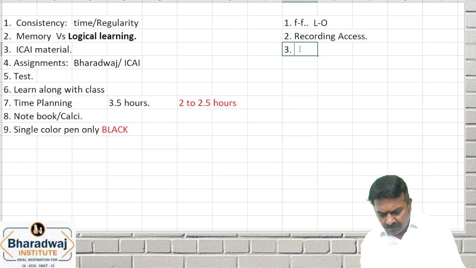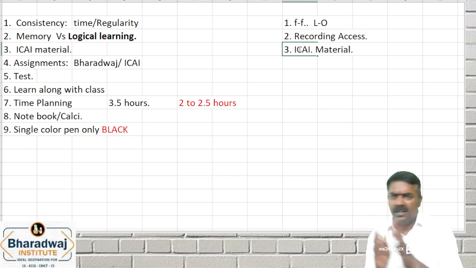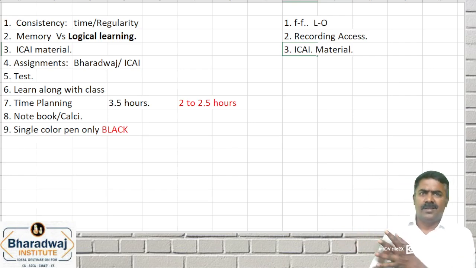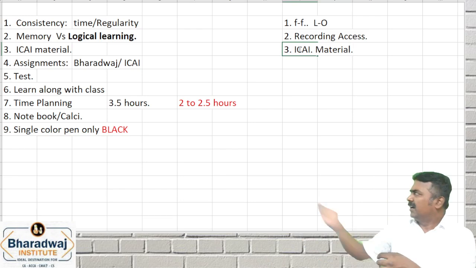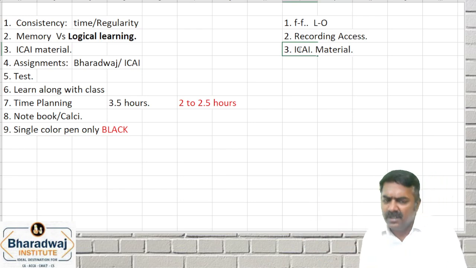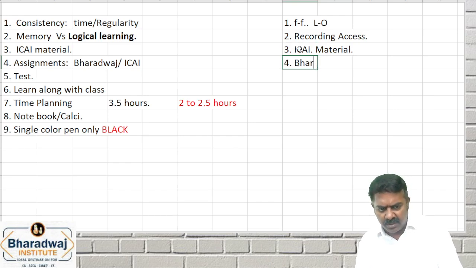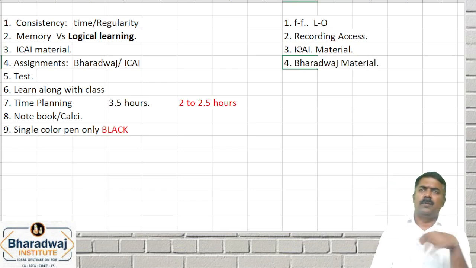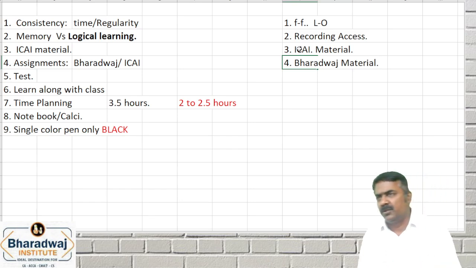Number 3, carry your ICA material to the class if it is available. Otherwise, no issues. We'll be using the material in the display, or material that is there in PDF form, which you can use for access. And number 4, Bharadwaj material also will be provided. That material also will be added in the Google Drive. It will be shared in the group. That will be given. And number 5, tests.